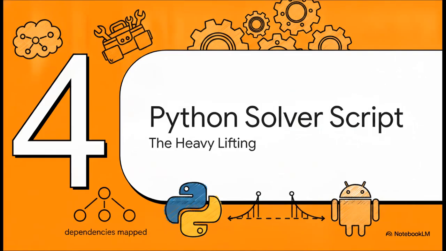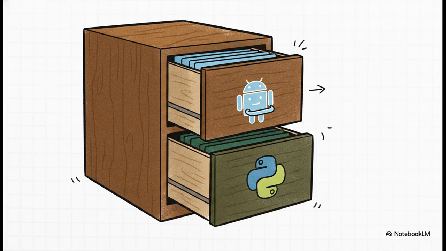All right, step 4, the Python solver script. Our toolbox is loaded up. Now we need to find the actual Python logic hidden inside this Android app, the real brains of the operation. Notice where this file lives: app, source, main, Python, mysolver.py.